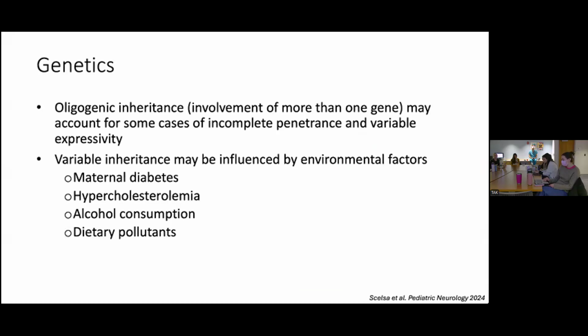So oligogenic inheritance, which is the involvement of more than one gene, may account for some cases of incomplete penetrance and variable expressivity. Holoprosencephaly can result from an interaction between both genetic programming as well as environmental influences during the periconceptional period and the first few weeks of pregnancy. So maternal diabetes, hypercholesterolemia, alcohol consumption, as well as different dietary pollutants.